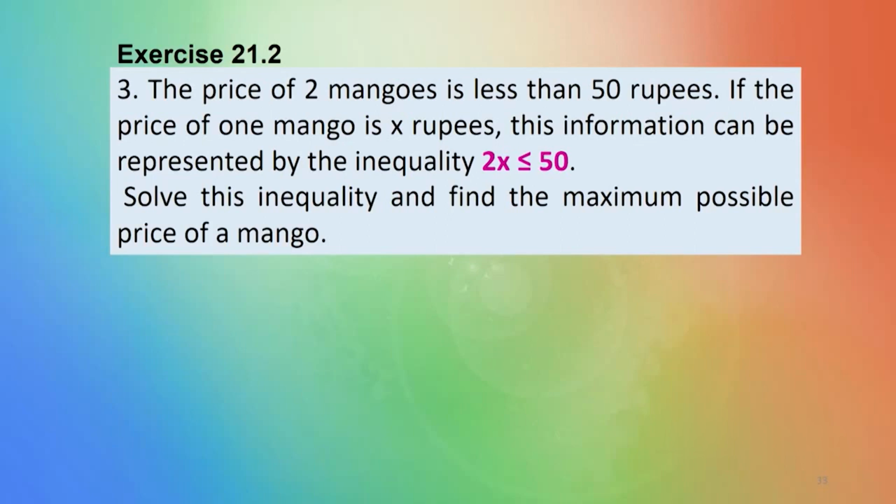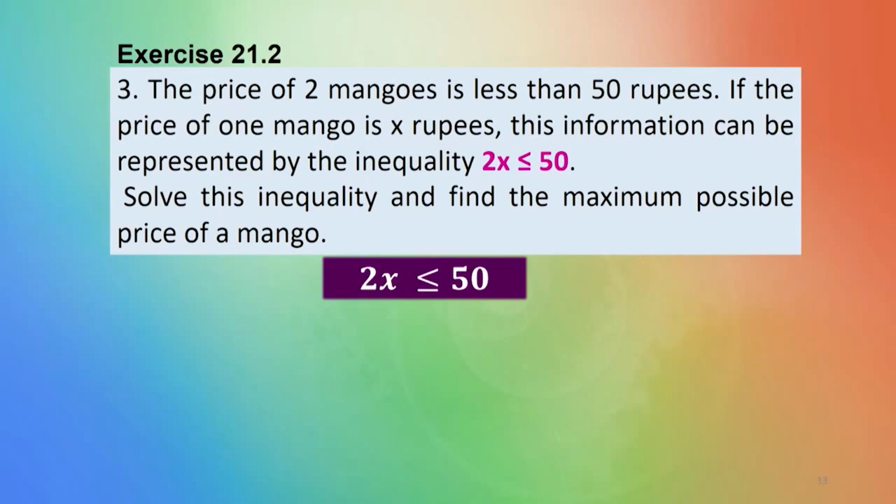Read the question again. The price of 2 mangoes is less than 50 rupees. If the price of 1 mango is x rupees, this information can be represented by the inequality 2x ≤ 50. Solve this inequality and find the maximum possible price of a mango. So you know the inequality is given, so you can write this inequality again. Now you have to solve that inequality. Look at that: 2x ≤ 50.